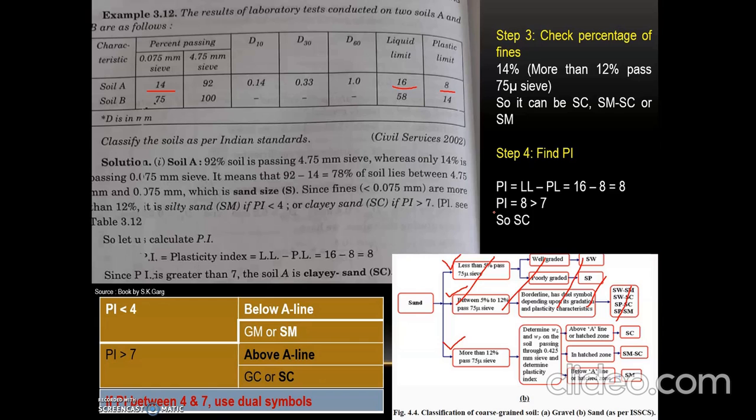Now from calculation, we got PI equal to 8, which is greater than 7. That means this second condition is satisfied. If PI is greater than 7, then the soil falls above the A line. So that is the first condition. PI greater than 7, soil falls above the A line. And we say that the soil is SC. That means it is clayey sand.